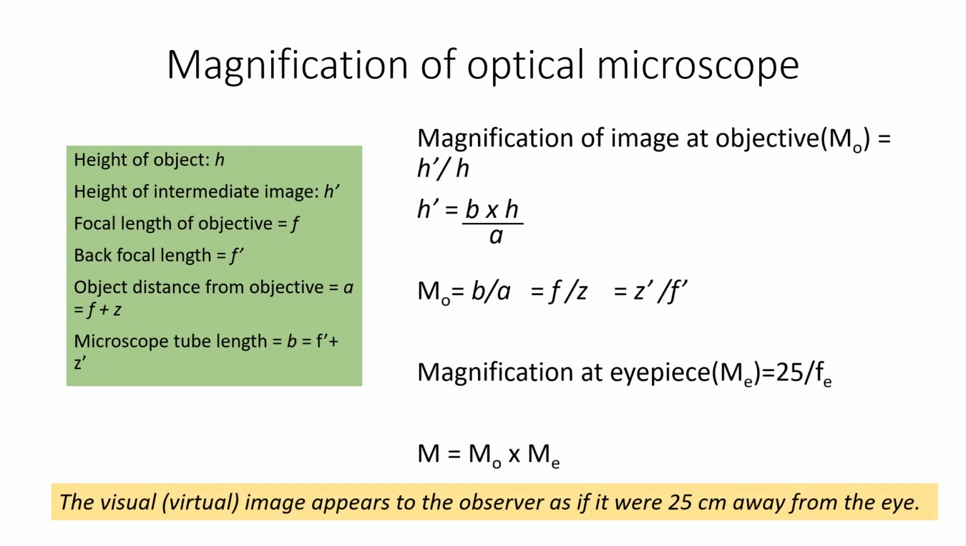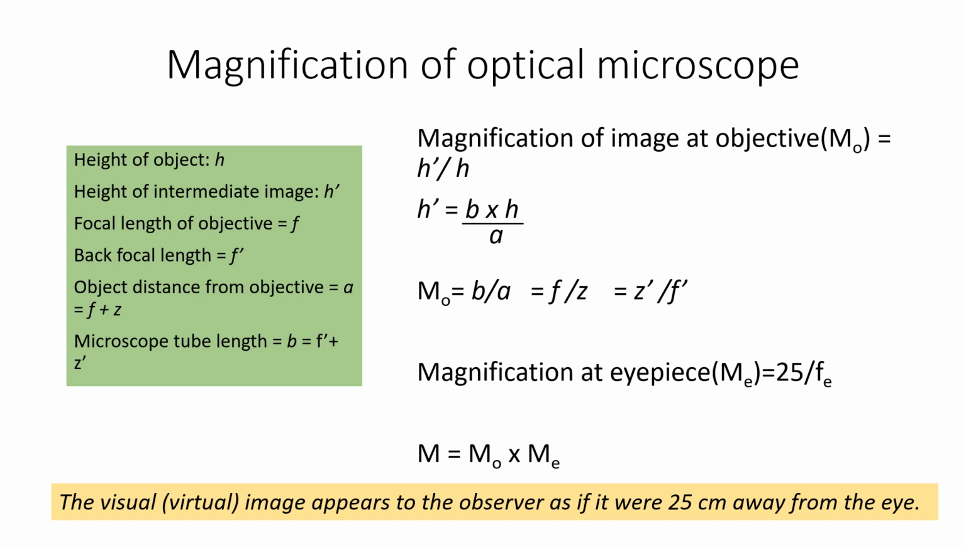Now the magnification of the image at the objective, which is given by m subscript o, is equal to h prime over h. So magnification, we know, is the image height over the object height. Now what is h prime? H prime is nothing but b into h over a. This we can arrive at using the lens formula. Then M_O becomes b by a. A small mathematical relationship will land you at an analogous formula for M_O, which is f by z, or z prime over f prime.